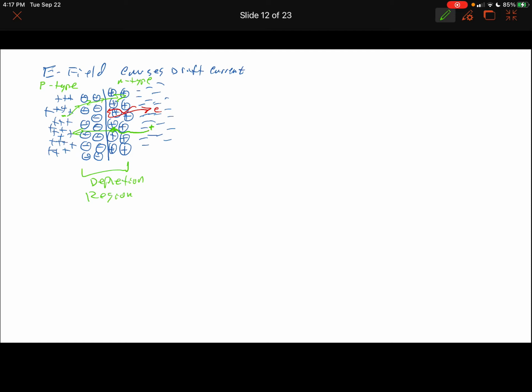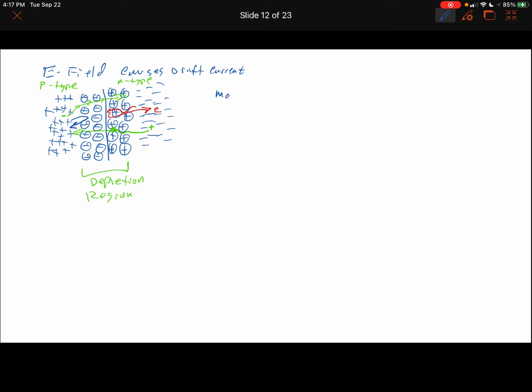And likewise, if an electron on this side wanders in, it's going to get sucked through real quickly. Once it gets closer to that junction, it's going to get pulled through, and this minority carrier electron will become a majority carrier in the n-type side. And a hole will get kicked out by the same method. If a hole wanders in here, it's going to get kicked out by that electric field on the other side.